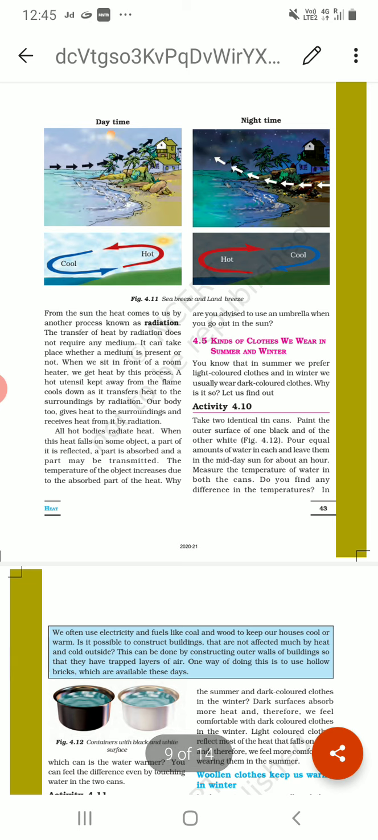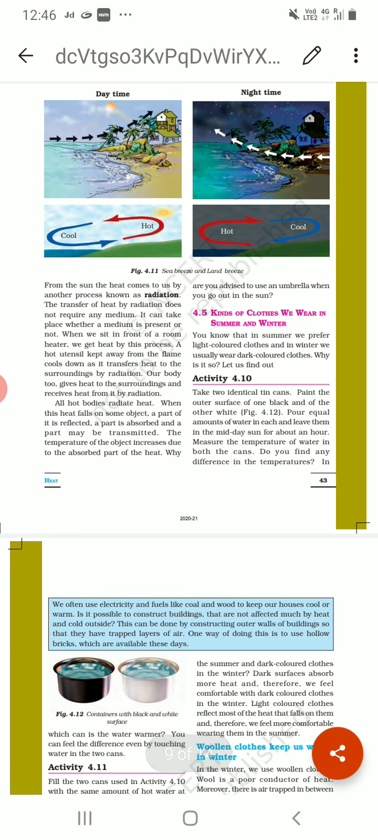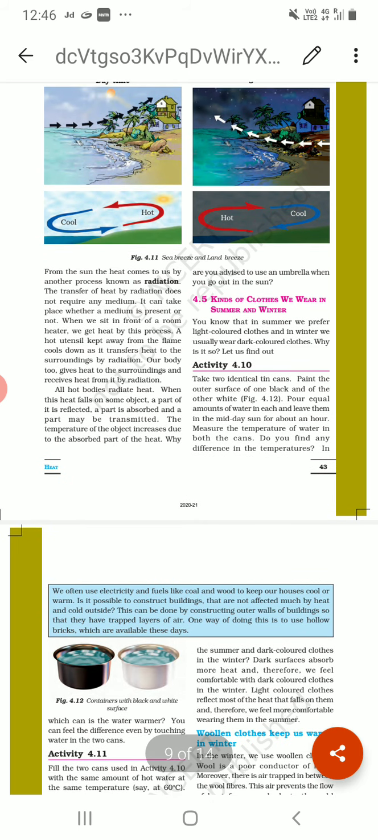Okay. Now, from the sun, the heat comes to us by another process known as radiation. The transfer of heat by radiation does not require any medium. It can take place whether a medium is present or not. When we sit in front of a room heater, we get heat by this process. So radiation is also one process. A hot utensil kept away from the flame cools down as it transfers heat to the surroundings by radiation. Our body too gives heat to the surroundings and receives heat from it by radiation.